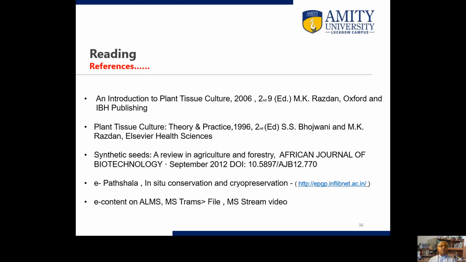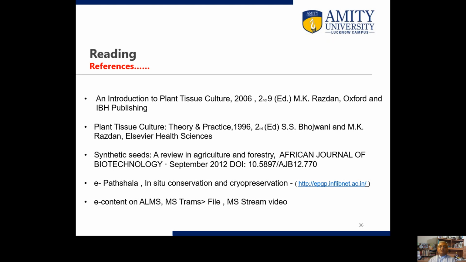Now, for further reading, you can consult a book, An Introduction to Plant Tissue Culture, edited by M.K. Razdan. You can also read the topic in a book named Plant Tissue Culture, Theory and Practices, edited by Bhojwani and Razdan. And I will also recommend one review article, which is written on the synthetic seed. A DOI number has been mentioned here. In addition to this, you can consult the ePathshala. The chapter name is In Situ Conservation and Cryopreservation, where there is a very good detail on synthetic seed production technology. You can just log on to this ePathshala using this web link.